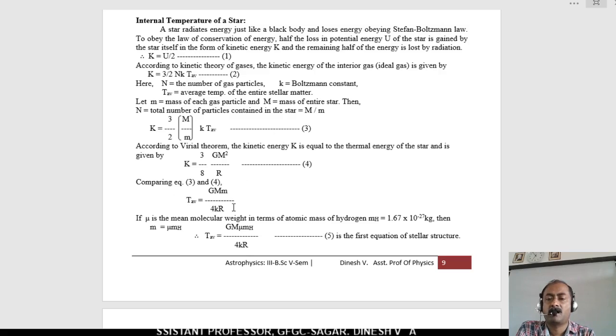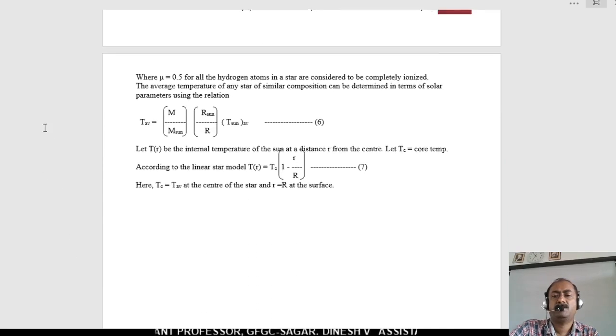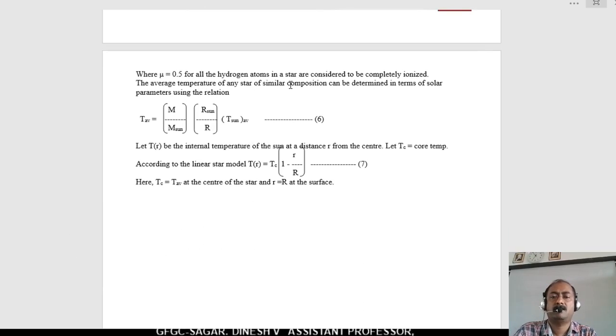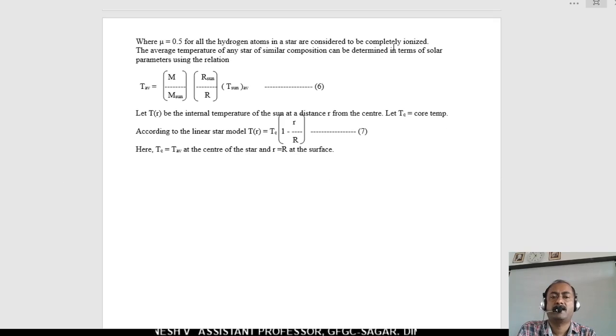upon 4kR. If mu is the mean molecular weight in terms of the atomic mass of hydrogen, then m_H is 1.67 times 10 raised to minus 27 kg. Then the final expression is the average temperature of stellar mass is G into M into, here small m is replaced by mu m_H, where mu is the mean molecular weight in terms of atomic mass of hydrogen, divided by 4kR. Let it be equation 5, the first equation of stellar structure, where mu is equal to 0.5 when all the hydrogen atoms in a star are considered to be completely ionized.